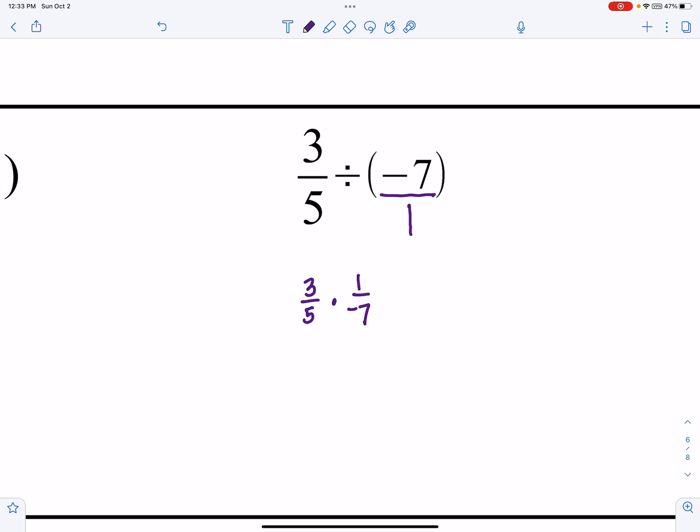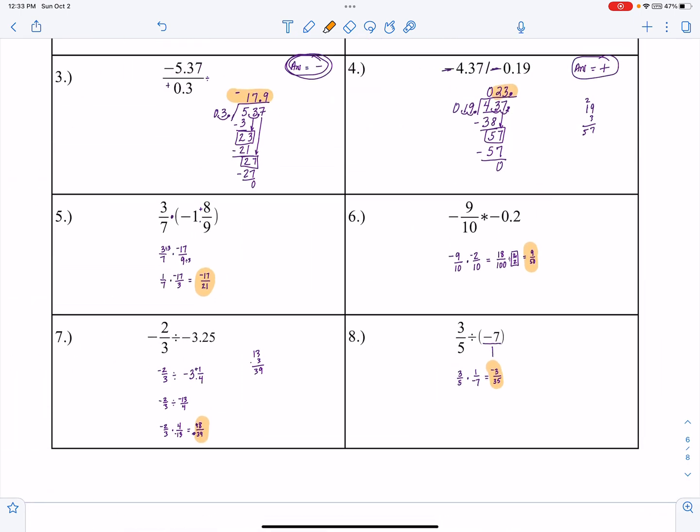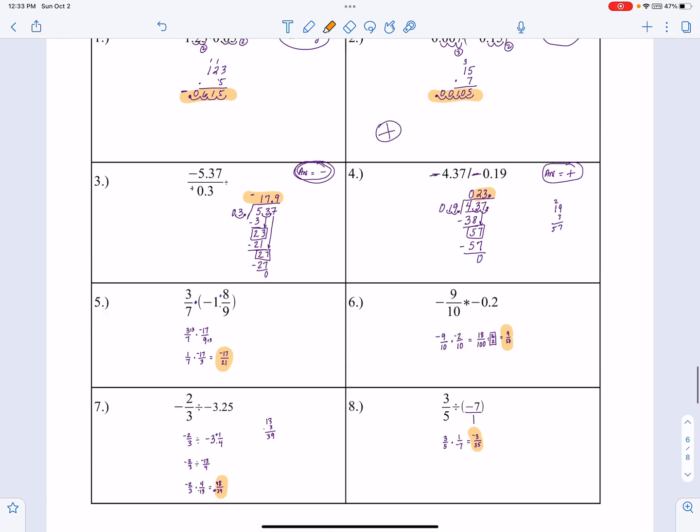I can't do any cross simplifying, so I'm just going to multiply straight across. And I get 5/35. 5 times the negative 7, though, loving to hate, is negative. I'm not going to put it on the bottom like that. It's very uncommon. I would just put it right on the top. Okay, and there's your final answer. Okay, all right, so that is multiplying and dividing decimals.